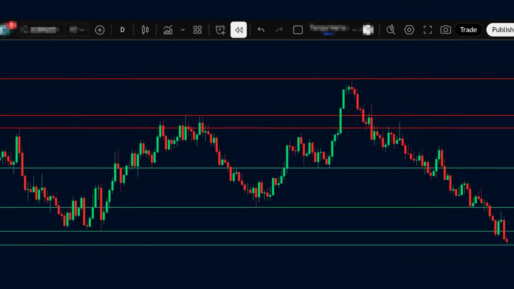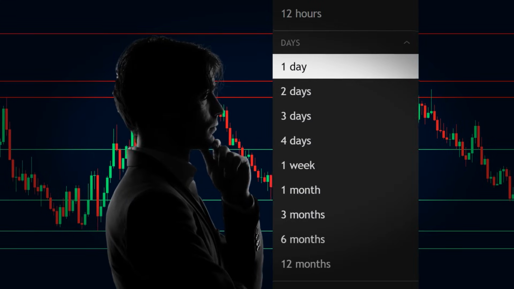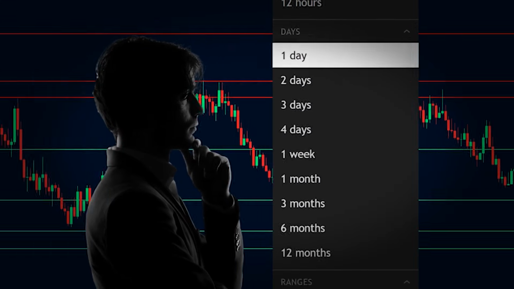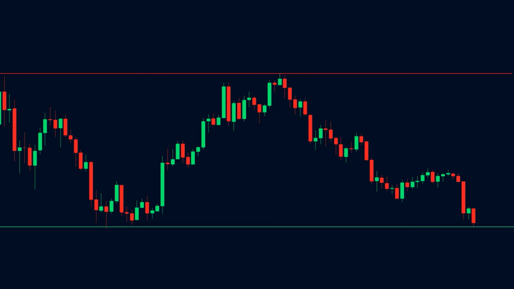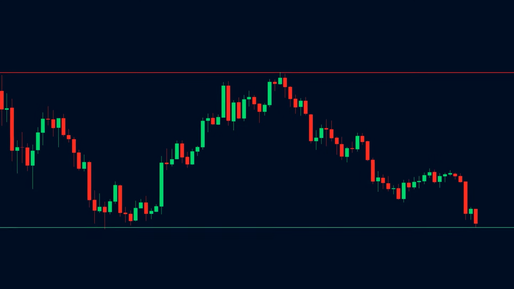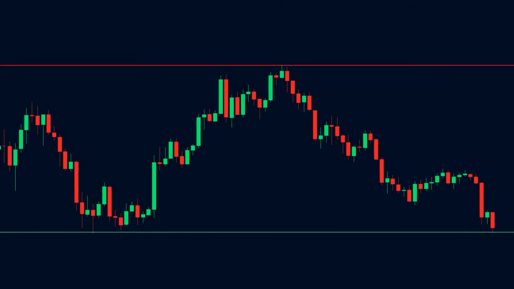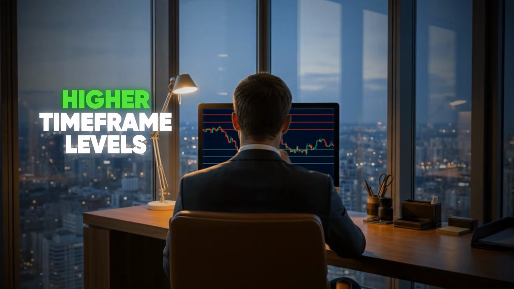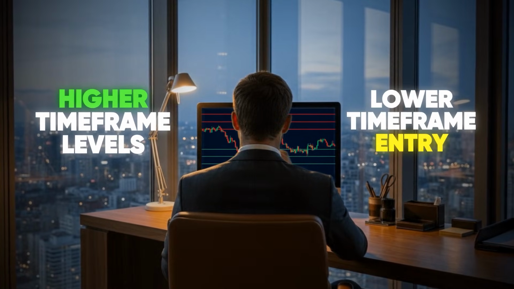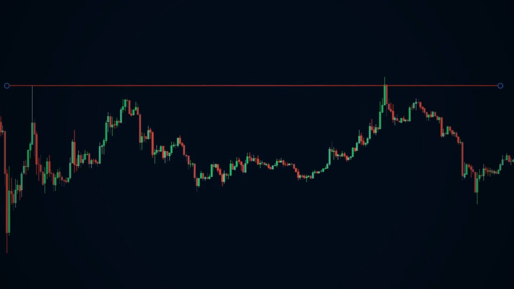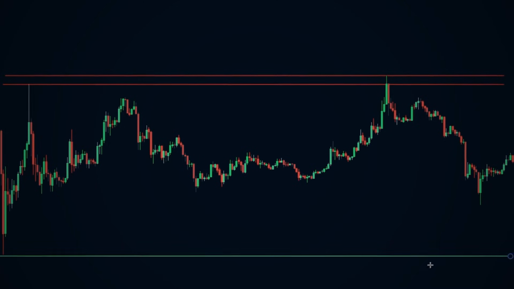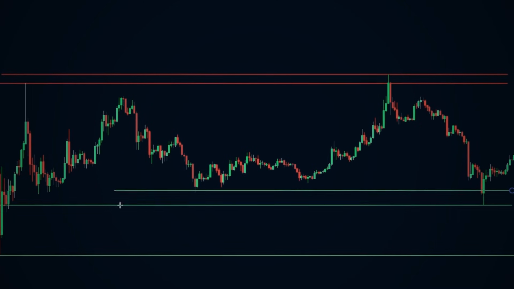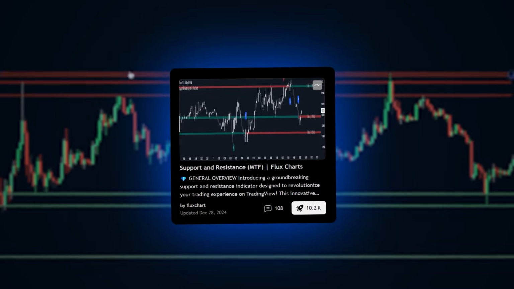A support or resistance level on the daily chart is far more important than one on the 5-minute chart. Why? Because higher time frames represent larger players with larger positions. When a daily level holds, it's usually because institutions are defending it. A 5-minute level might just be short-term noise. That's why professional traders always anchor their analysis to higher time frame levels, then use lower time frames to fine-tune entries. The problem is that manually marking these levels across multiple assets and time frames takes hours, and that's exactly where this indicator comes in.